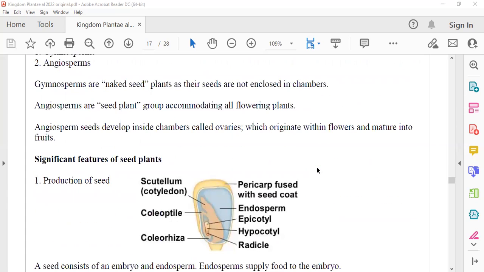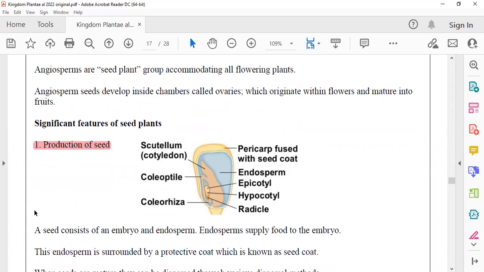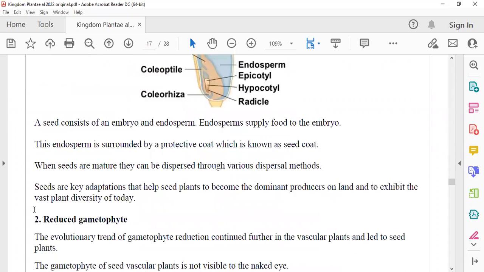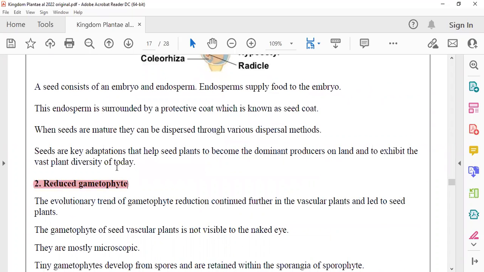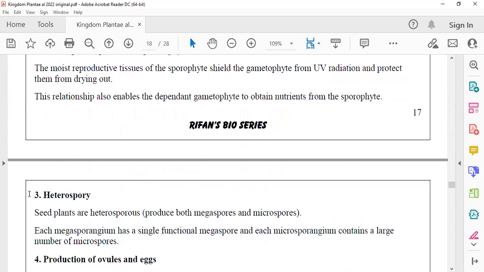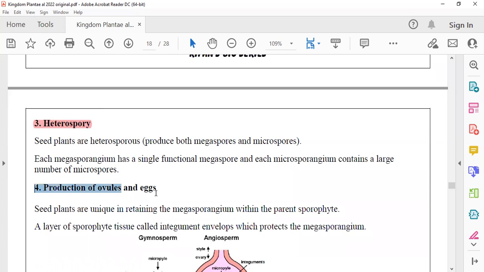In the seed plants, that is spermatophytes, according to your syllabus, there are several special features. This is the syllabus order. First special feature: production of seeds. Second special feature: reduced gametophyte. I would have given this under the heading advancements in the evolution of cycads and angiosperms. Did I give you that way? Yes, sir. Third, heterospory, production of ovules and eggs. That's how they have written it.